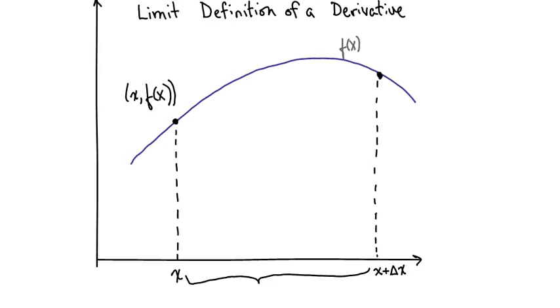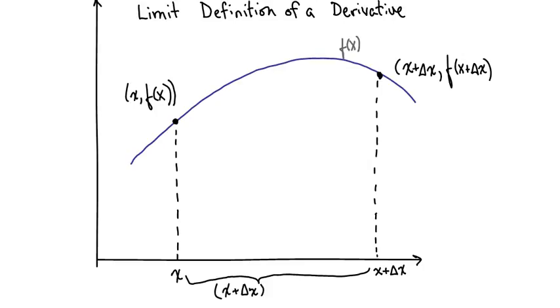So the coordinates of that point along the curve are going to be x plus delta x, that's the x coordinate, and the y coordinate is just going to be the value of the function at that x coordinate. So it's going to be f of x plus delta x. So we can now see that we have 2 points, x comma f of x on the left, and on the right we have x plus delta x comma f of x plus delta x.